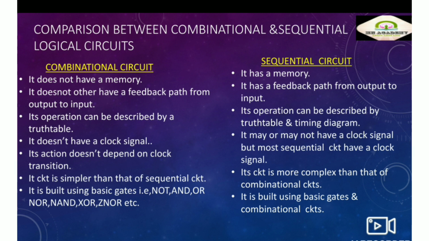Next, coming to the combinational logic circuit, it does not use a clock signal and its action does not depend on clock transition. Whereas in sequential circuit, it may or may not use a clock signal, but mostly it uses a clock signal in sequential logic circuits. Combinational circuit is simpler than sequential logic circuit, whereas sequential logic circuits are more complex than combinational logic circuits.